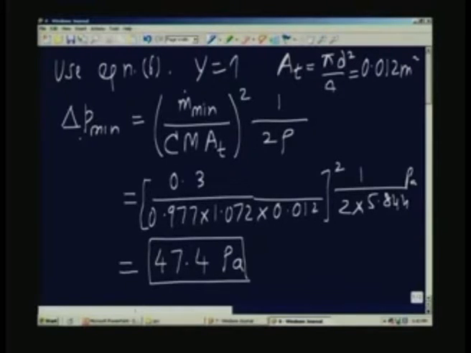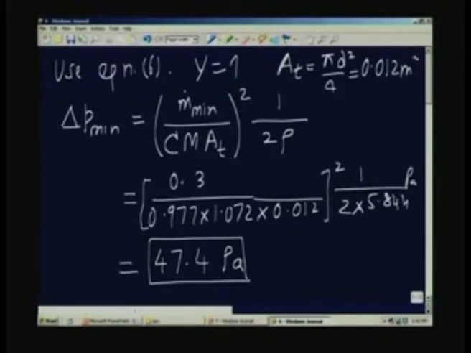So the delta p developed by the Venturi when the Reynolds number has the minimum value of 10 to the power of 5, corresponding to a mass flow rate of 0.3 kg per second, is given by this formula: m dot minimum divided by Cm into AT, whole square, divided by 2 rho. This is actually obtained from the characteristic of the Venturi, and we have already determined C, m is already determined.